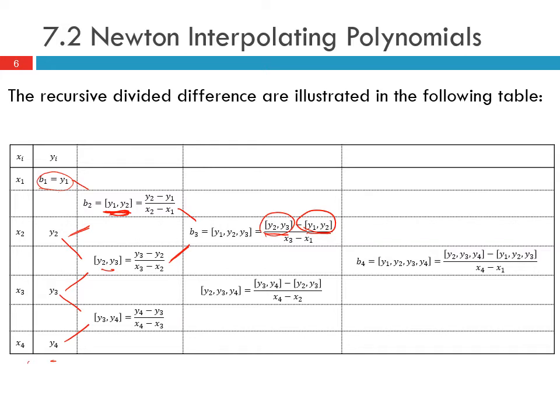Again, in the bottom part of our table, we do the same thing. So now we want to define y2, y3, y4. The y3, y4 comes from here, and the y2, y3 comes from here. And then these two can come together to find b4, which is y1, y2, y3, y4, which comes from y2, y3, y4, again from here, and y1, y2, y3 comes from here, and we can see what those were defined as as we go back up the table. To program this, we have to use a recursive function.